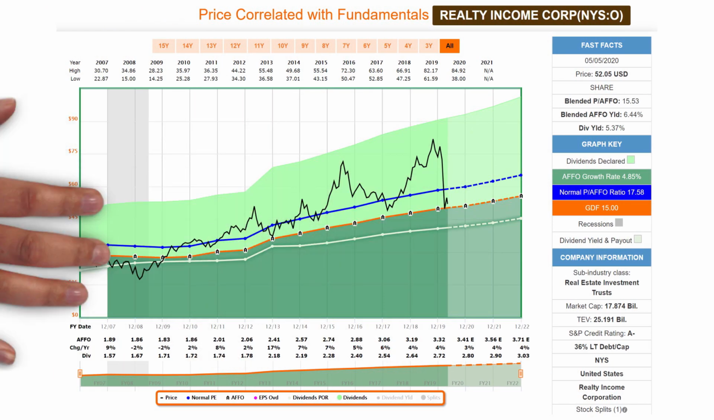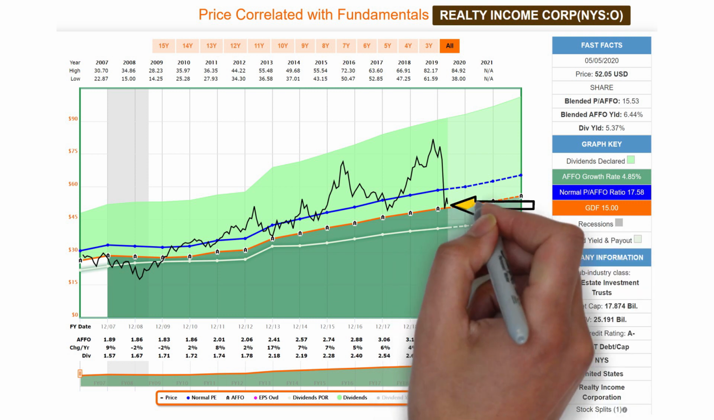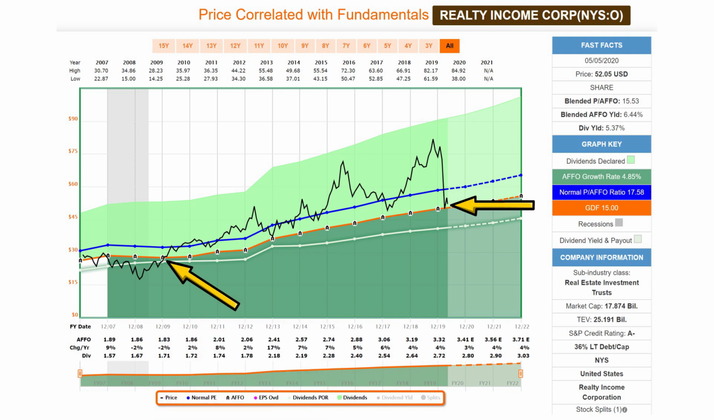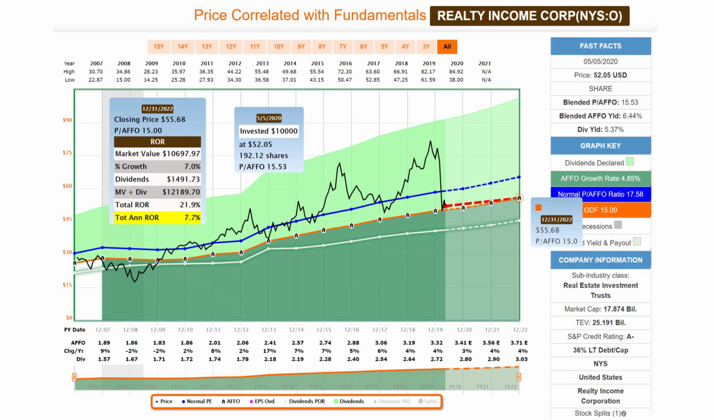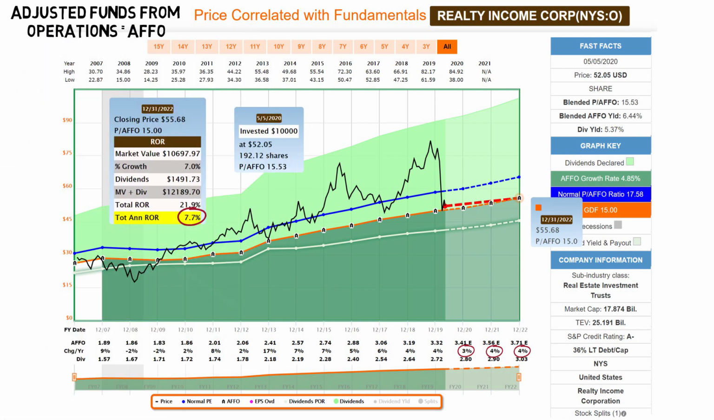If we look at valuation for Realty Income, we can see it is currently fairly valued. In fact, this is the first time it has touched the fairly valued line since 2009, which is a great investing opportunity. If it maintains this course, we will see a 7.7% annual rate of return based on the 3%, 4%, and 4% expected increases in adjusted funds from operations, or AFFO, over the next 3 years.